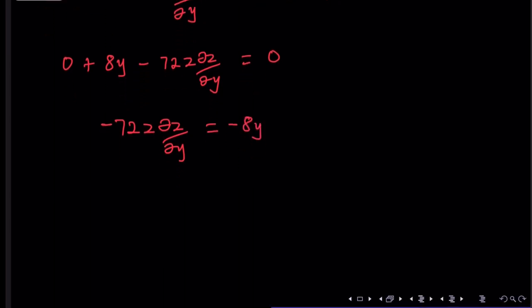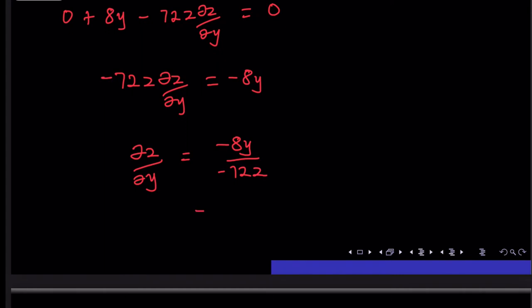So dividing through by the coefficient of del z del y gives del z del y to be equal to minus 8y on minus 72z, and that's going to give us y on 9z.